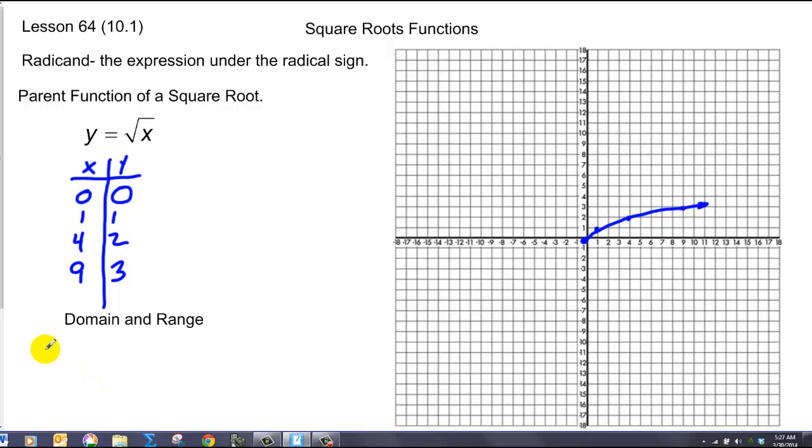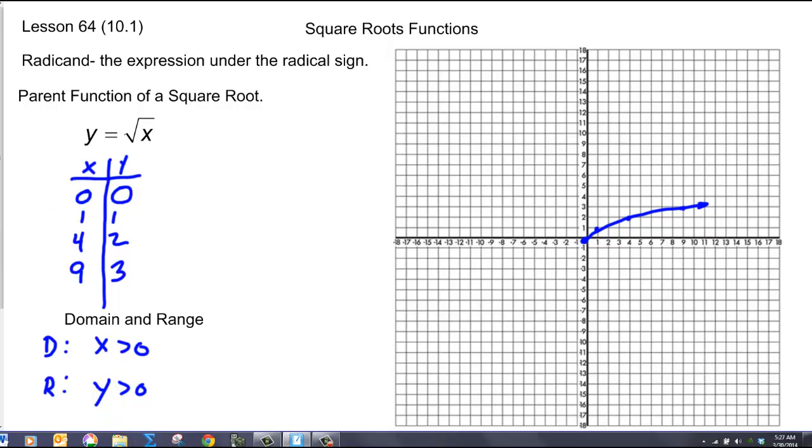Domain and range. Domain are all my possible x values, and my range is all my possible y values. You'll see that my x's in this graph start at 0 and move to the right forever. So x is greater than or equal to 0. And you'll see my y's also do the same. They start at 0 and they move up, and they're going to go up forever. So y is greater than or equal to 0.